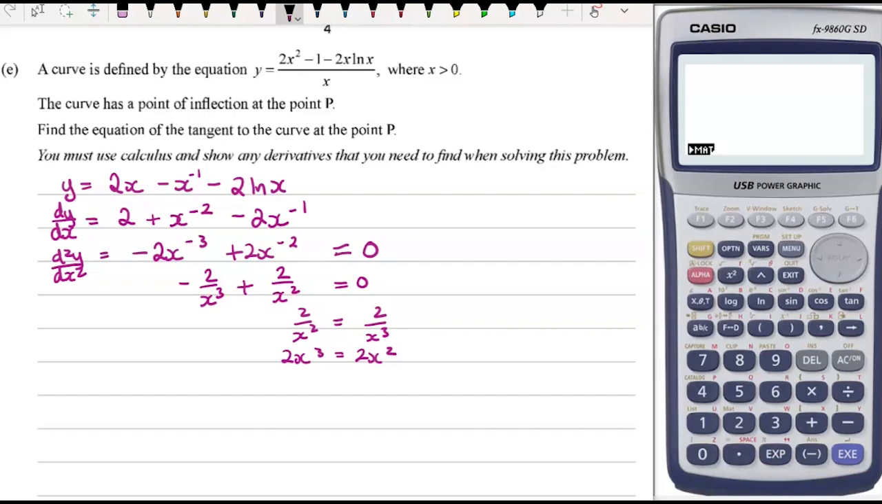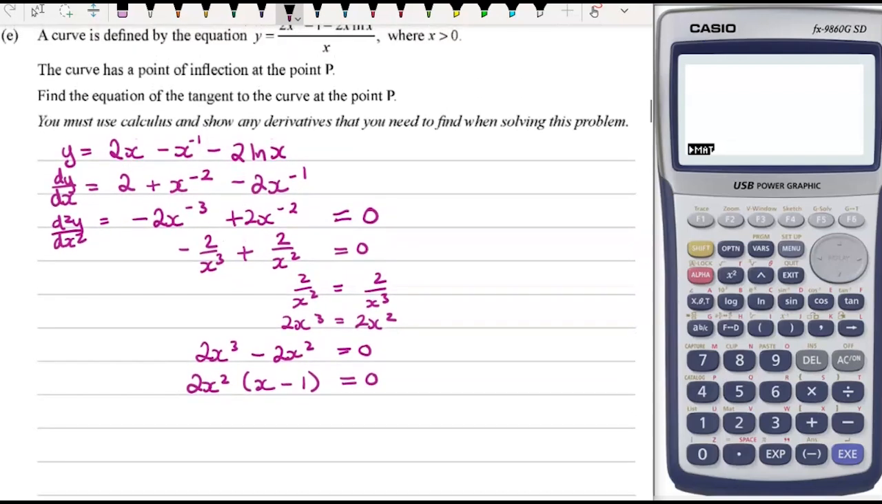Now at this point in these questions, you've got to be careful not to just divide through by x's, but rather factorize instead, because it's possible to lose solutions if you just divide through by x. So let's bring these back over to the same side, and then we can factorize. So if we take out 2x squared, we get x minus 1, like this.